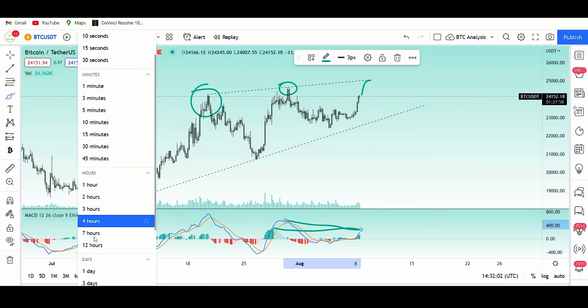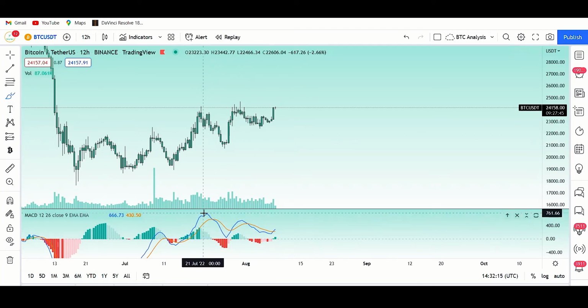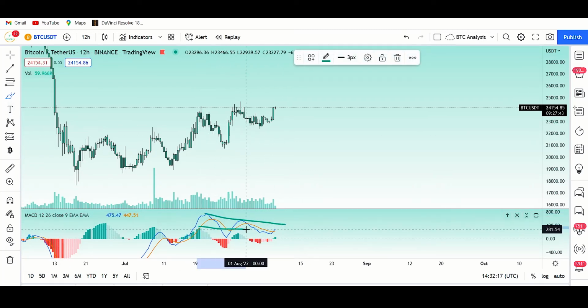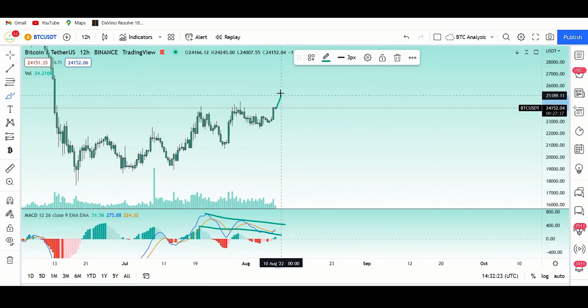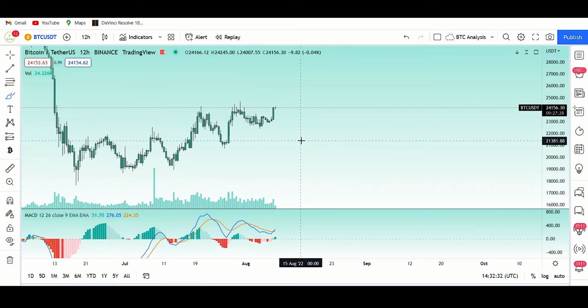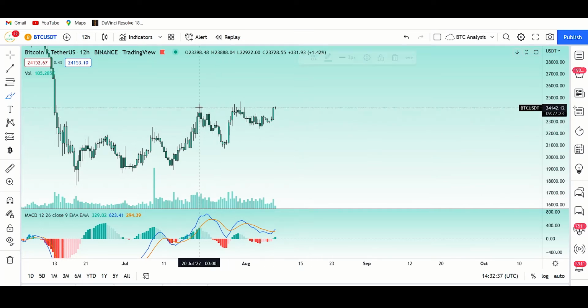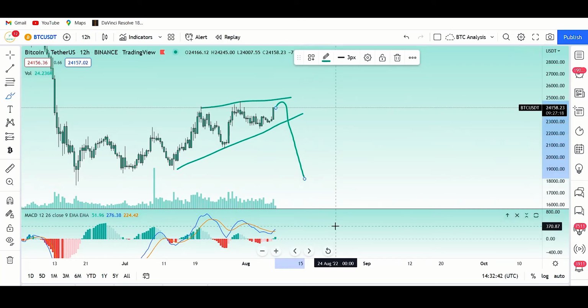Also, if we switch to the 12 hours time frame, we can see the divergence here is even stronger. We can see the double divergence with the MACD line and with the MACD histogram. Of course, it's a potential divergence. If we see a huge pump from here, all this divergence will be broken, but we have to be careful with long trades because we can see the potential reversal very soon. According to my main scenario, something like this.